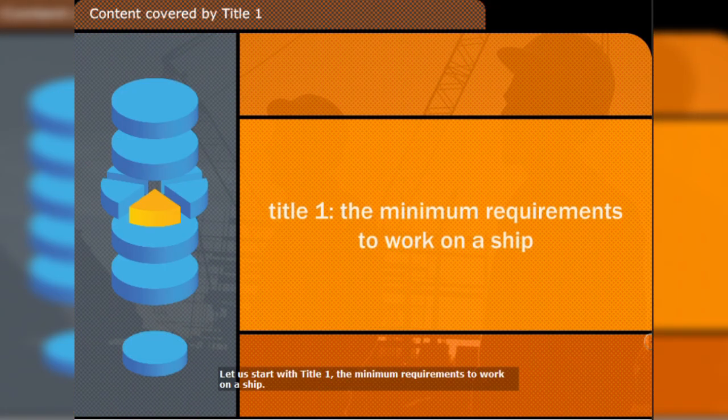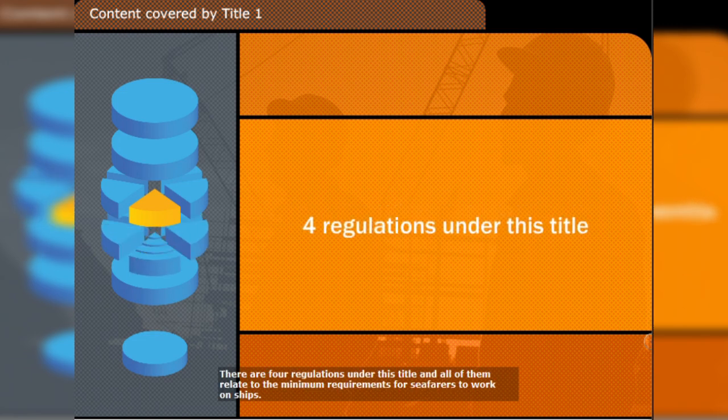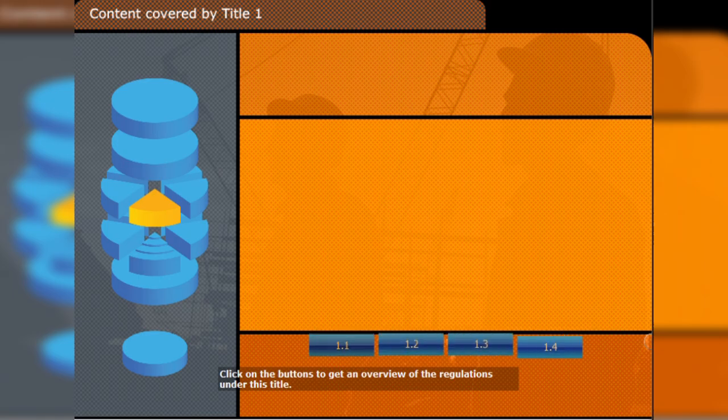Let us start with Title 1, the minimum requirements to work on a ship. There are 4 regulations under this title, and all of them relate to the minimum requirements for seafarers to work on ships. Click on the buttons to get an overview of the regulations under this title.